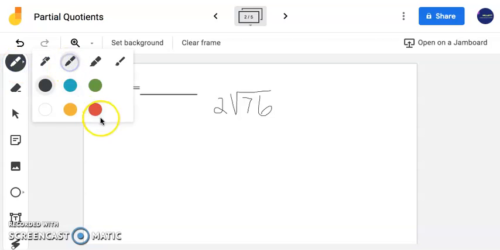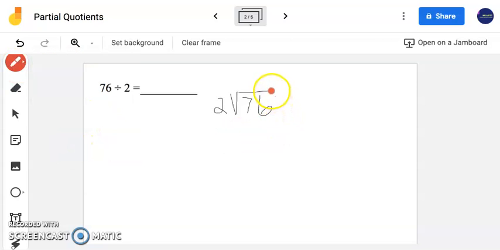Now, in another color, just so you can clearly see this, I'm first going to draw a line down the side. To the left of my line is going to be my work. To the right of my line is going to be my answer. I'm going to first look just at that 7. Now, just at that 7, I have 2 times some number that is going to get me close to or exactly to 7. So I know 2 times 2 is 4, 2 times 3 is 6, 2 times 4 is 8.